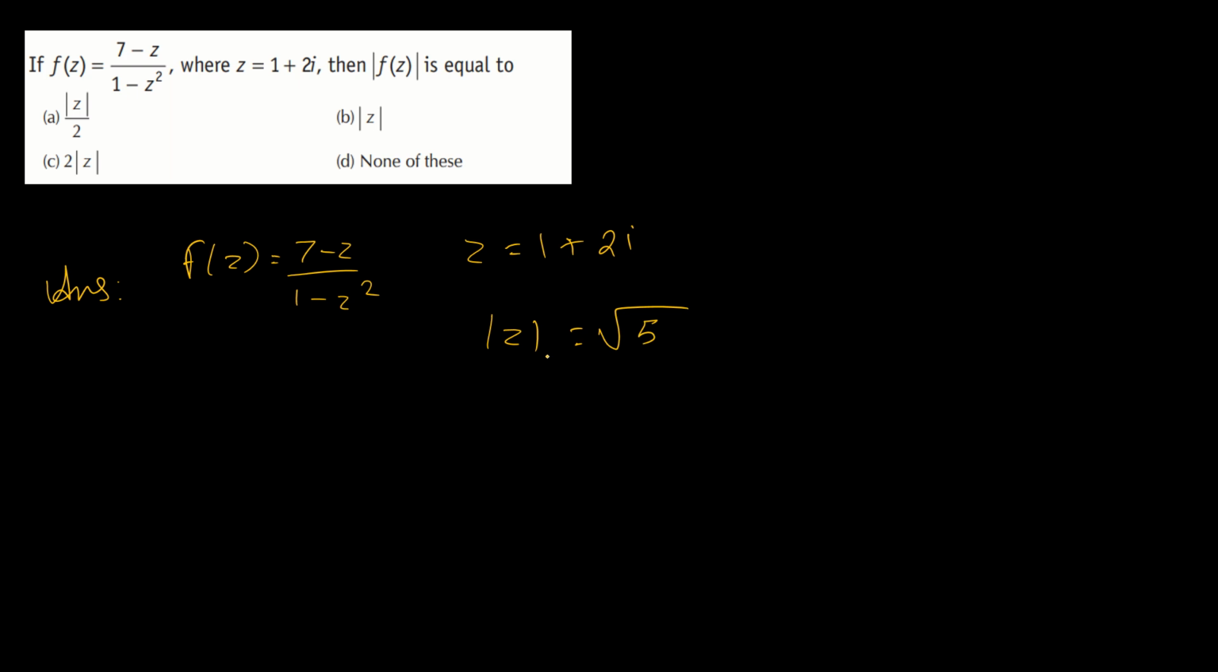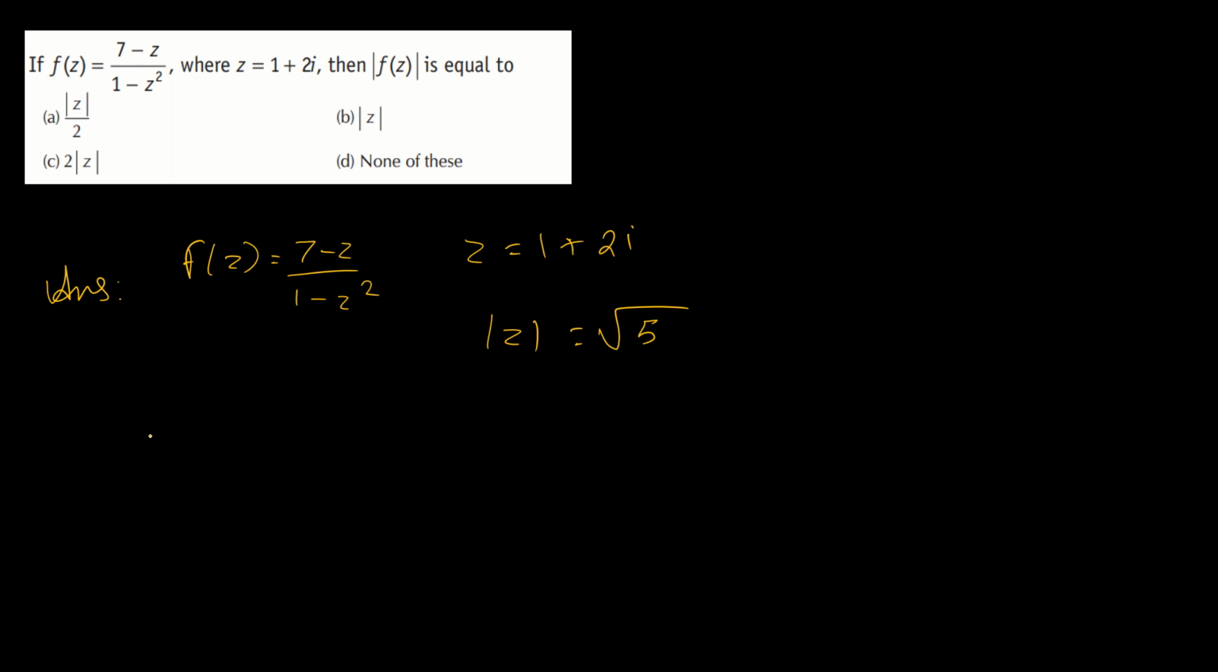Okay, what is the next question? f of z is given as (7 minus z) by (1 minus z square), where z is equal to 1 plus 2i. We have to find mod of f of z. It's simple. First of all, we find mod z. Why am I finding mod z? Look at the options; they are given in the form of mod z. So if we try to find mod z at the last minute, we are wasting time. Root of 1 plus 4 is root 5.